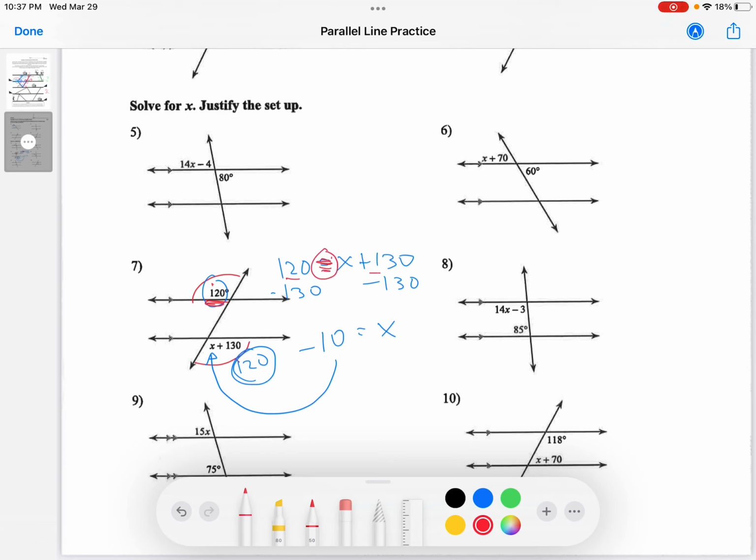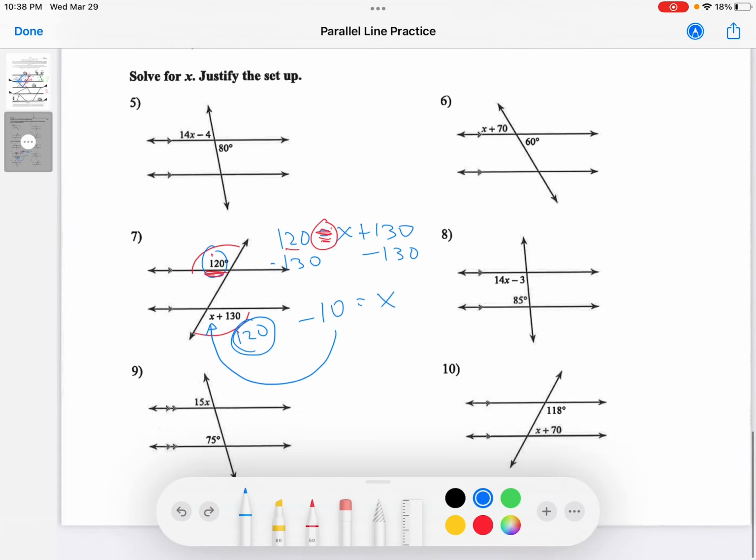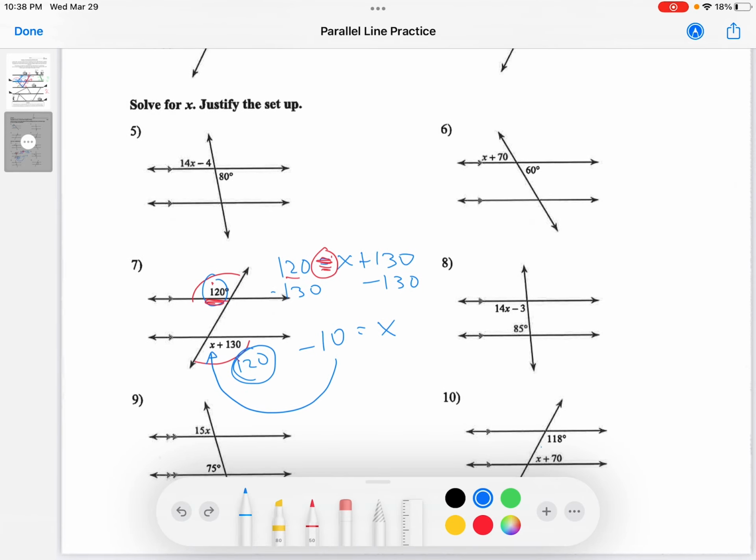Now, number 8 is a different story because this thing right here, that angle is different from that angle. Those are two different angles. And so because they're different, the equation we set, actually let's do 10 because you can see it better on 10. So on 10, you can really see that this angle's really big, this angle's small. And so we have 118, we have x plus 70.